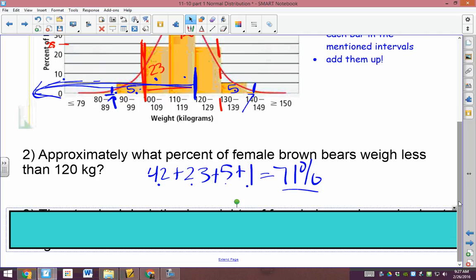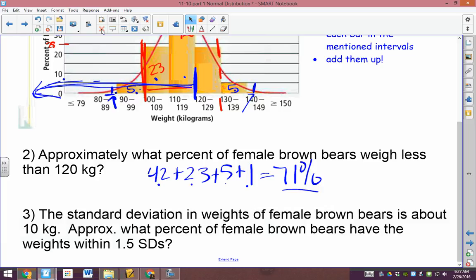Like, oh no, it doesn't add up. All right, so this is another way that things might be worded. It says the standard deviation in weights of female brown bears is about 10 kilograms. Approximately what percent of female brown bears have weights within 1.5 standard deviations?